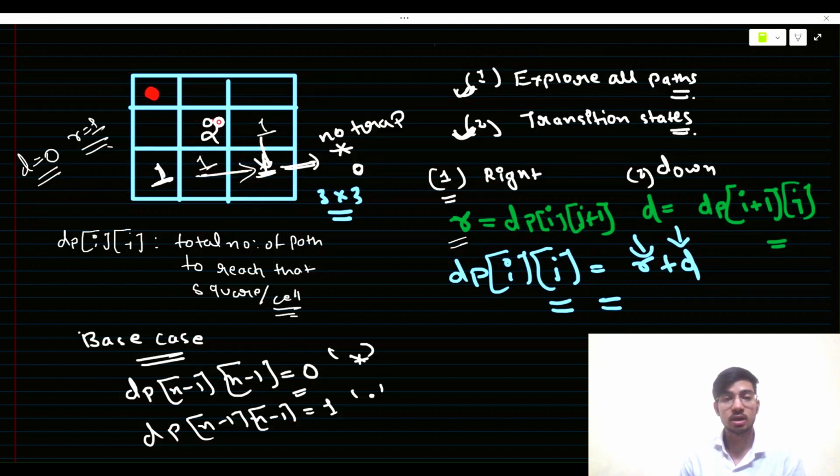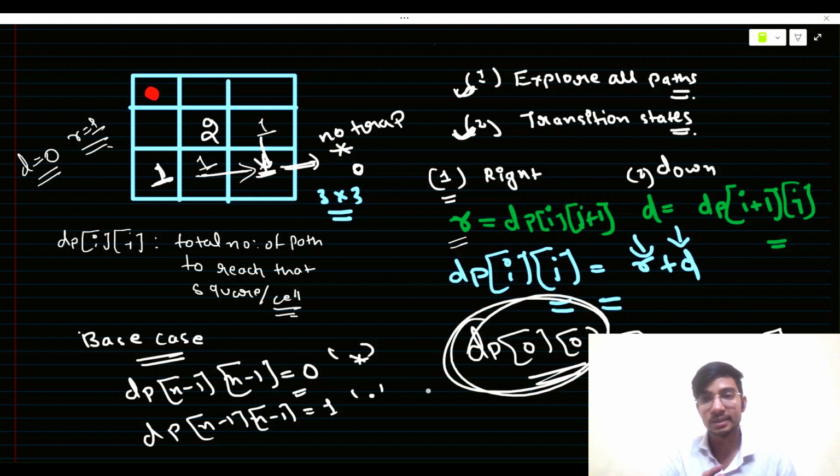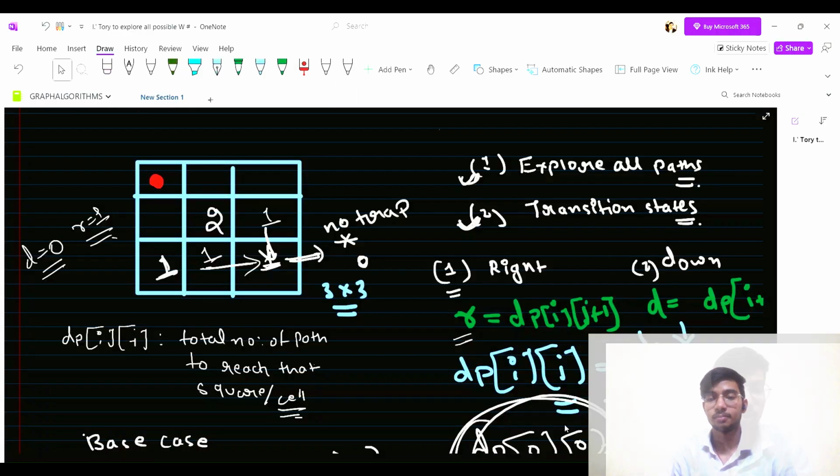If there is a trap, you are going to answer it with 0, right? So this is how you can fill your DP table. The answer is going to be DP of 0, 0, the number of paths from 0, 0 to n minus 1, n minus 1. So this is the case. Let's try to code it.